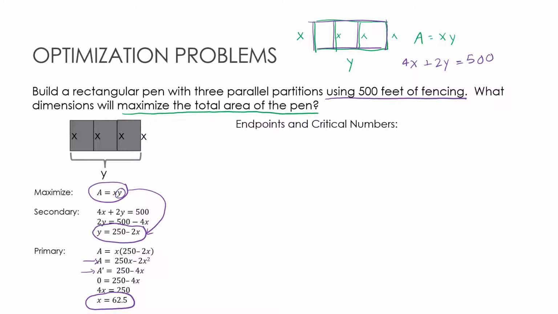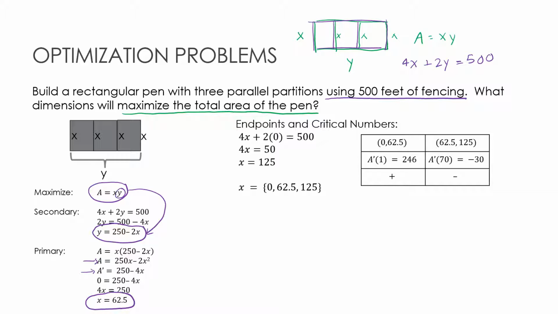So 62.5 is a critical value or critical number. Now I need to find my endpoints. So really, what am I going to use for my endpoints? I'm going to use 0 and 125. So why did I choose 125?